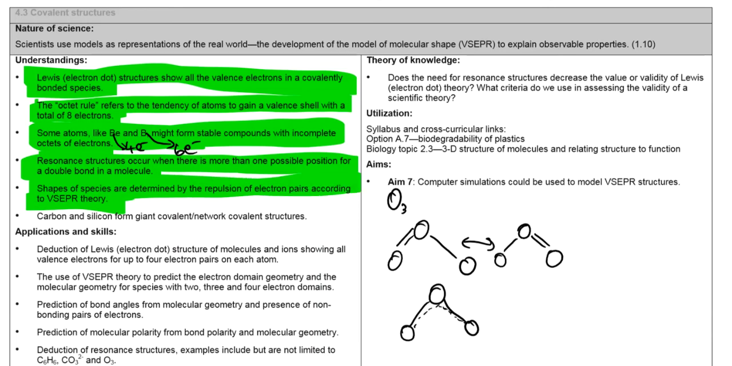VSEPR theory is a whole other video, and it's to do with naming compounds and the bonding of compounds, and that'll be a huge video that I'll have to make at a later stage.